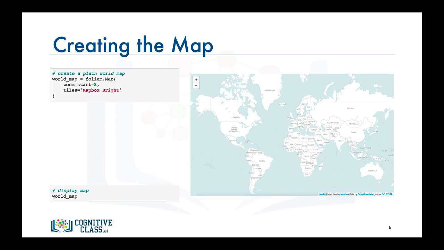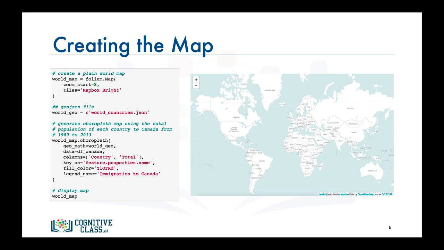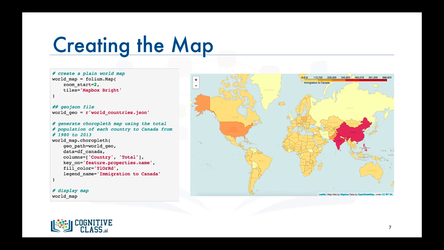Now to convert this map into a Choropleth map, we first define a variable that points to our GeoJSON file. Then we apply the Choropleth function to our world map, and we tell it to use the columns country and total in our df_Canada data frame, and to use the country names to look up the geospatial information about each country in the GeoJSON file. And there you have it, a Choropleth map of Canada showing the intensity of immigration from different countries worldwide.